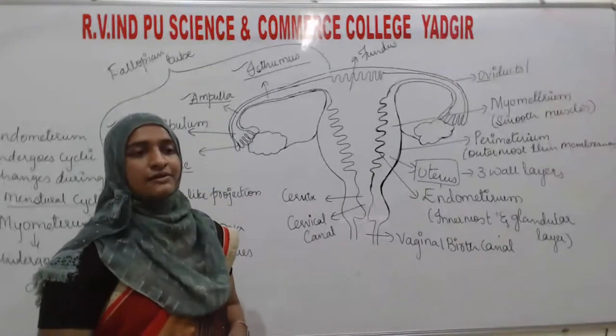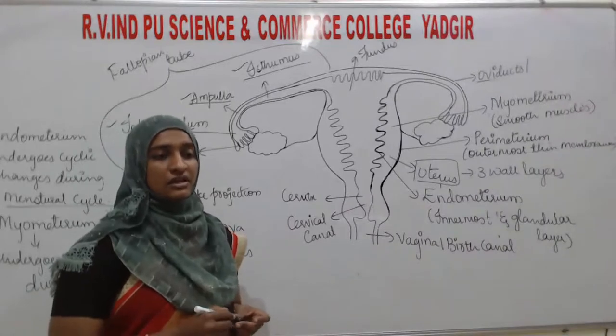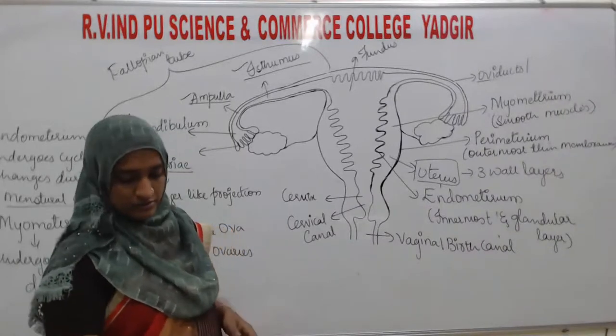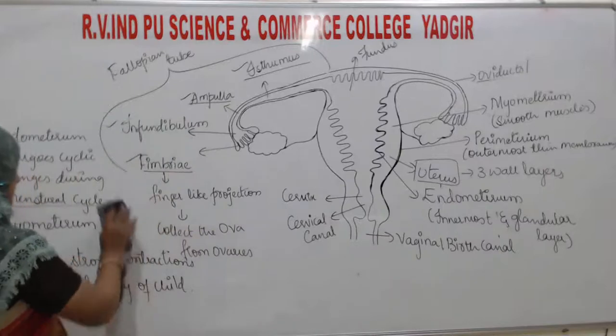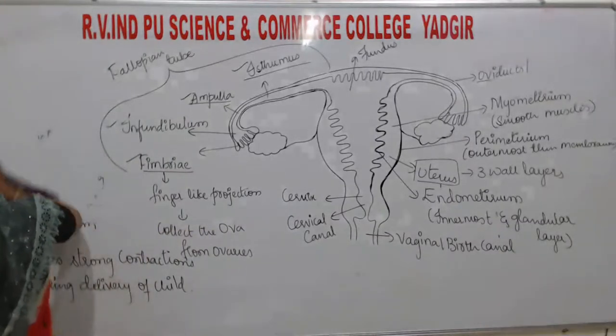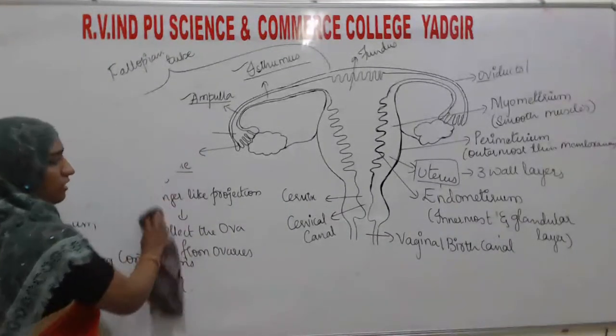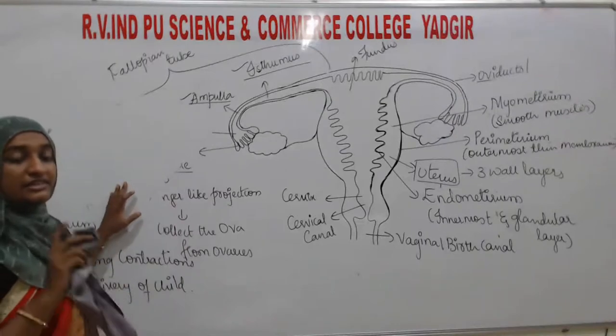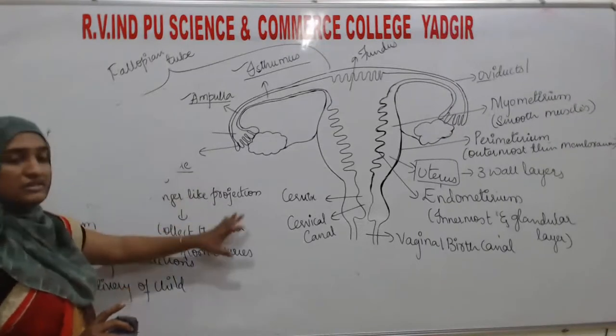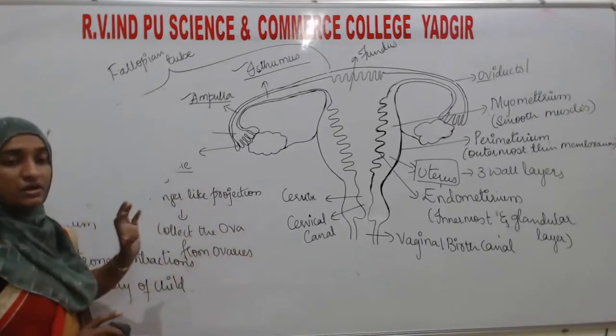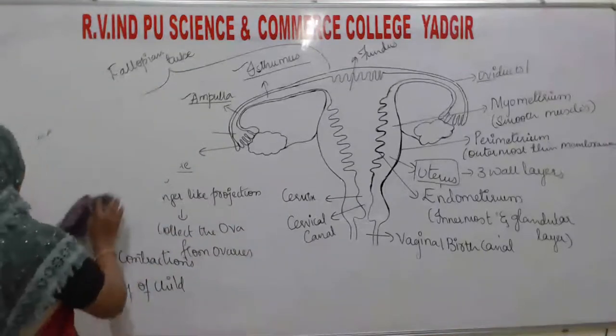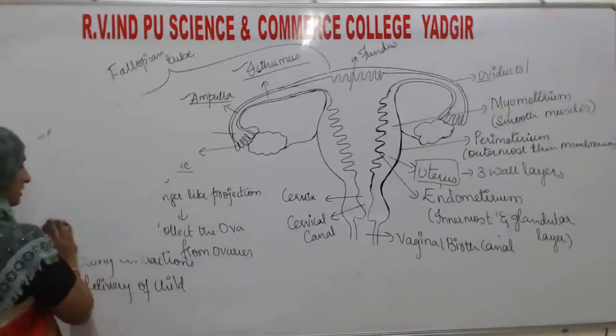Next we will talk about the external genitalia. All the labelings are very important. At least 10 labelings should be there for this diagram. Then only you can score 5 marks. Next it is external genitalia.